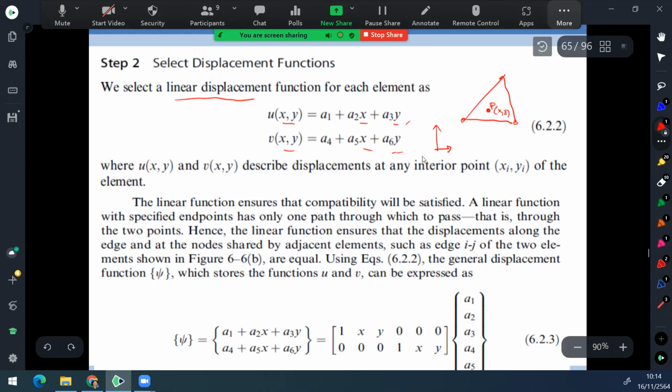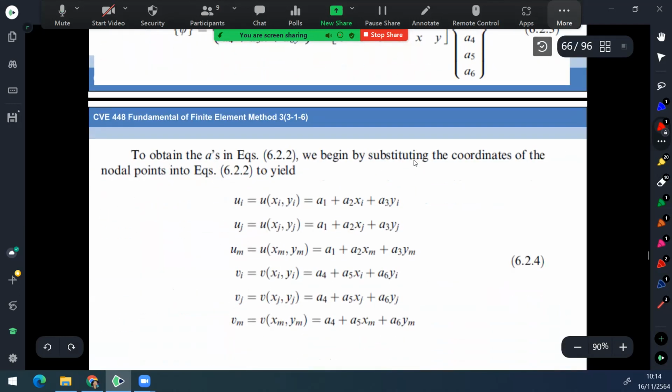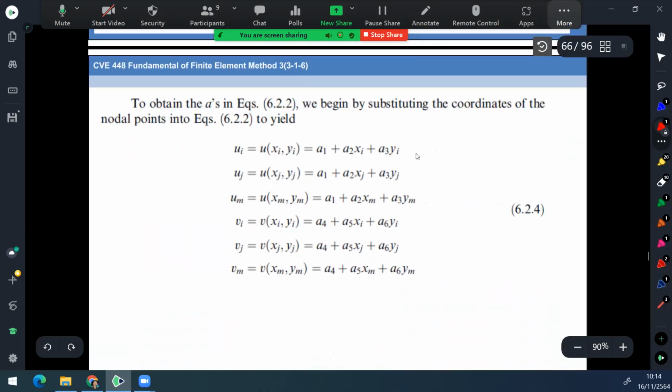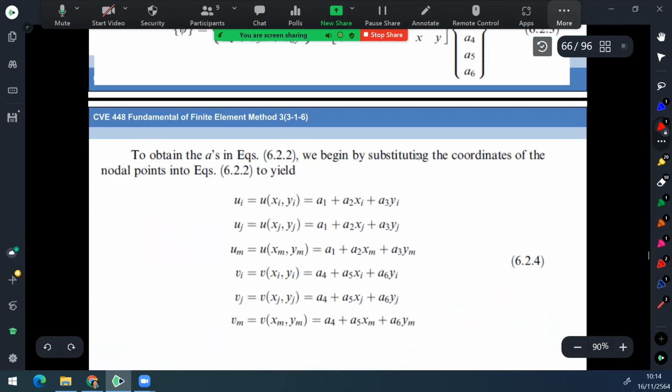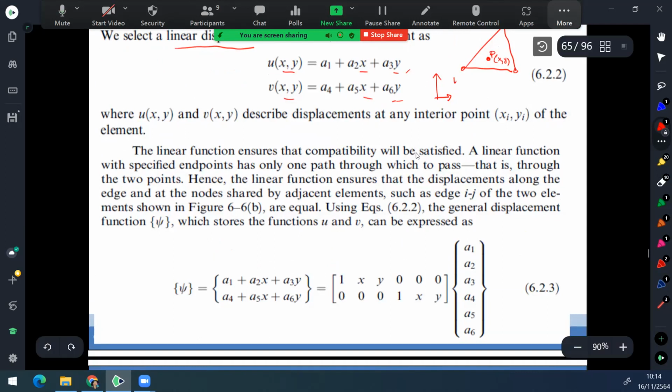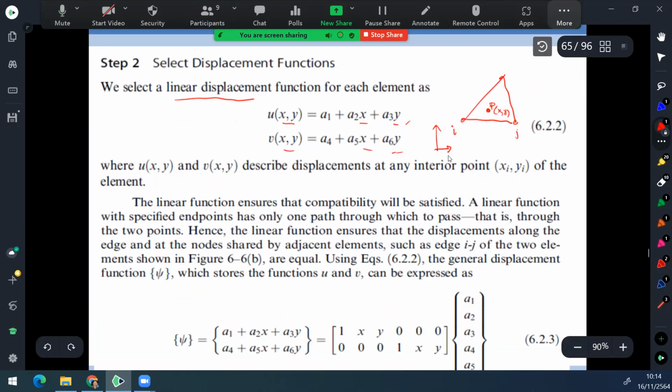Okay, and after that, it means that when we would like to find ui, uj, um and vi, vj, vm at the nodes, they depend on the coordinates of each point. This point may be I, this J, and this M. So at point I, you have the coordinates xi, yi, and at this one you have the coordinates xj, yj, right? And also xm, ym.